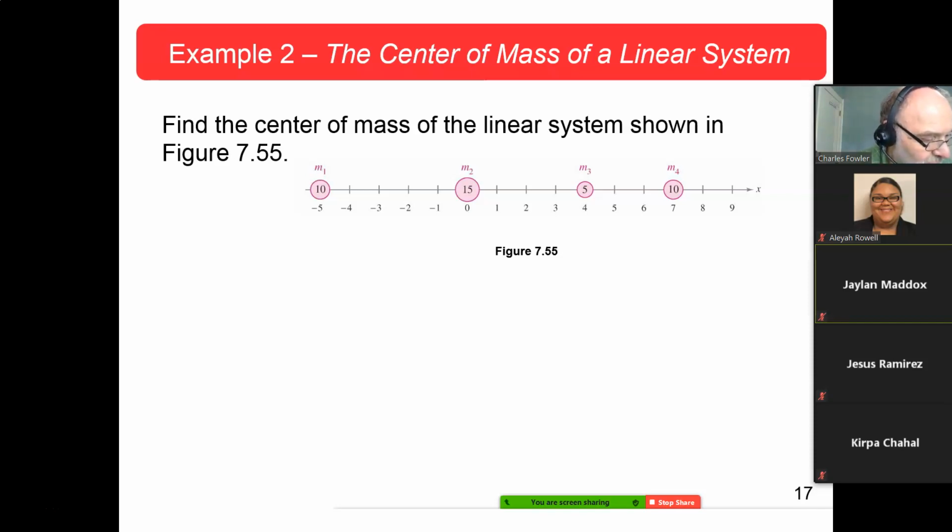They skipped example 1. No, we didn't. We did example 1. This is example 2, and this is over on page 496. Find the center of mass of the linear system shown in this figure. They picked the origin there. Let's find the center of mass.